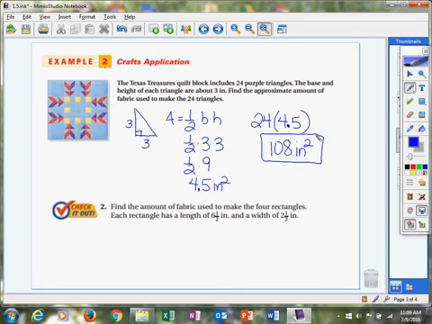Okay? So I'm going to leave this particular check it out for you guys. There's no picture that accompanies it, so you may want to draw your picture and then answer the question accordingly. You're finding the amount of fabric used to make 4 rectangles, and they've given you the dimensions of each of the rectangles. So show your work. Let me see how you get it. Don't just slap an answer down. Let's see how you did that exactly.